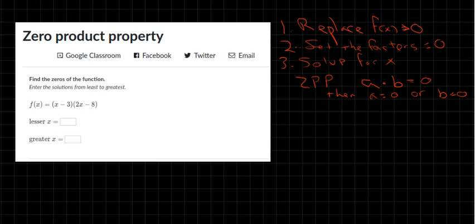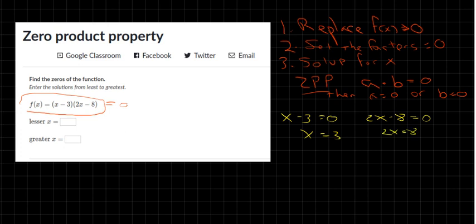Okay, so we're going to take this f of x equation here, we're going to set it equal to 0, and then because of the zero product property, we know that either x minus 3 equals 0 or 2x minus 8 equals 0. So x equals 3, or 2x equals 8 and x equals 4. So our answers here: our lesser x is the smaller one, that's 3, and our greater x is the bigger one, and that's 4.